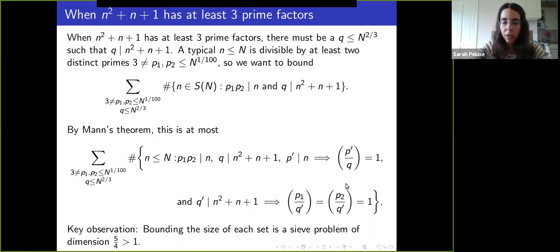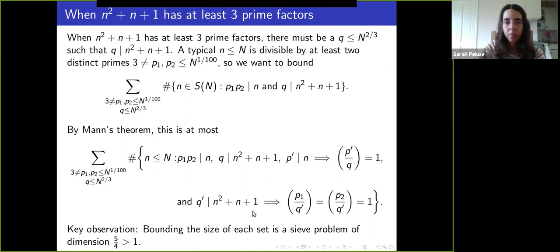Well, this quadratic residue condition removes half of the primes from possibly being able to divide n. So that removes 1/2 of a congruence class on average. And this condition removes 3/4 of the possible q primes from being able to divide n squared plus n plus 1.